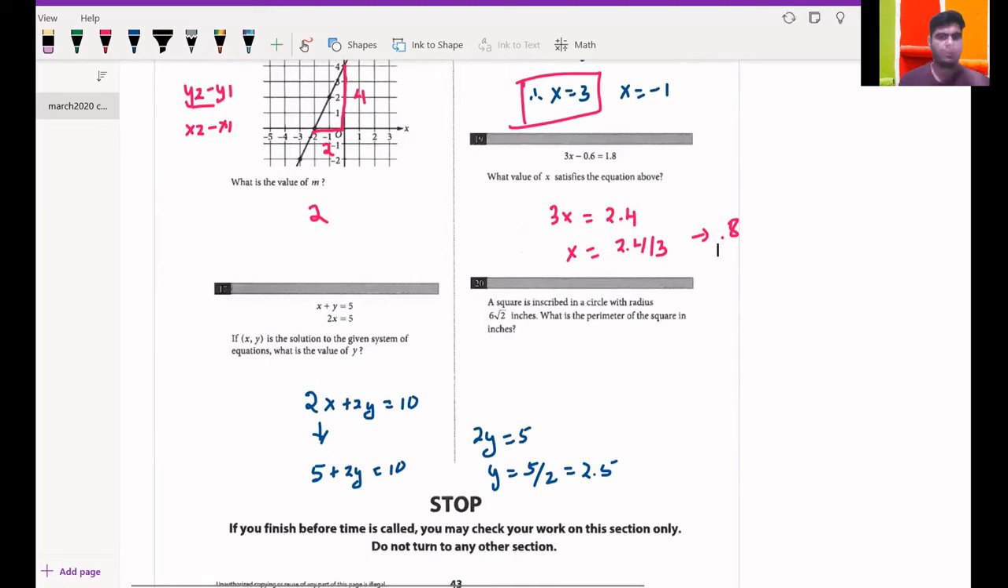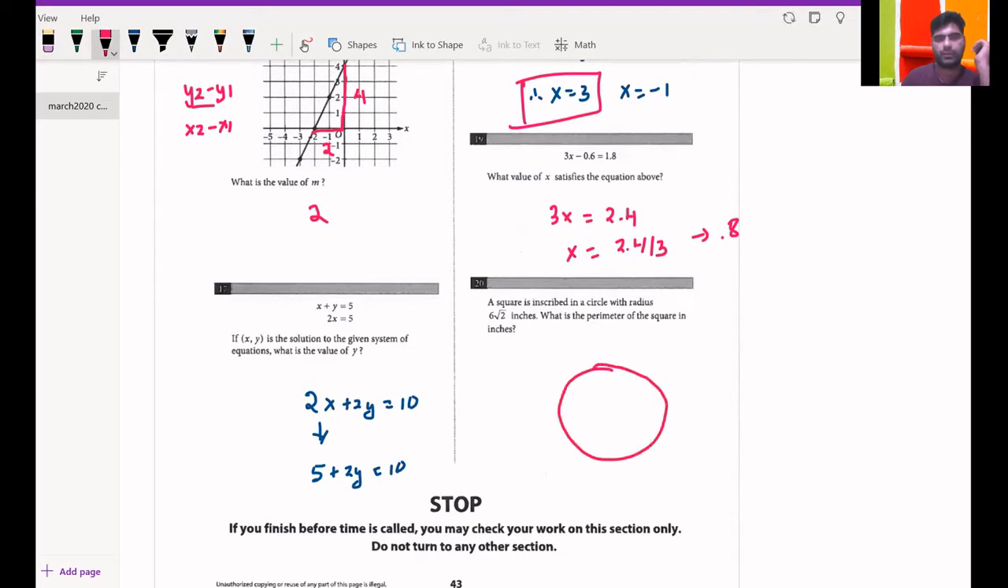Inscribed in a circle with radius 6 square root 2. Okay, so a square is within a circle. Inscribed means within, circumscribed means outside. So there is a square inside this. So let's say this is a poor drawing of the square, or a poor man's square. Okay, 6 root 2. So from the center to one of the vertices, which is touching the circle, is the radius. So 6 root 2.